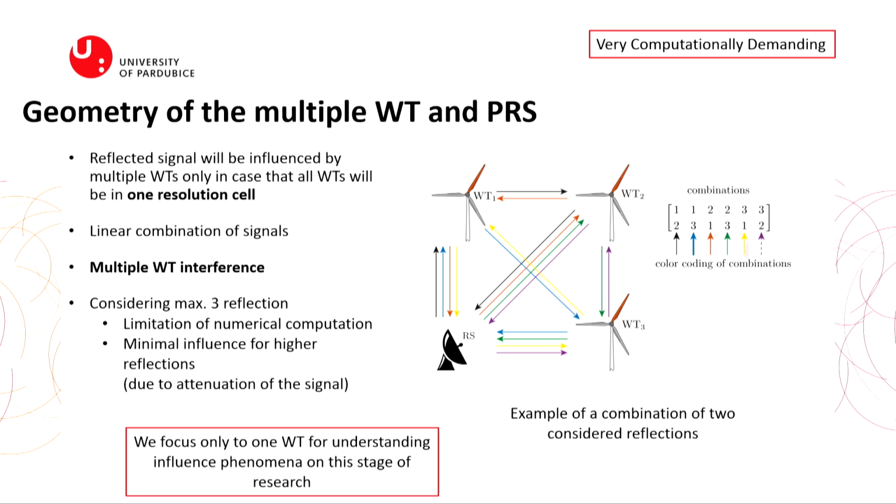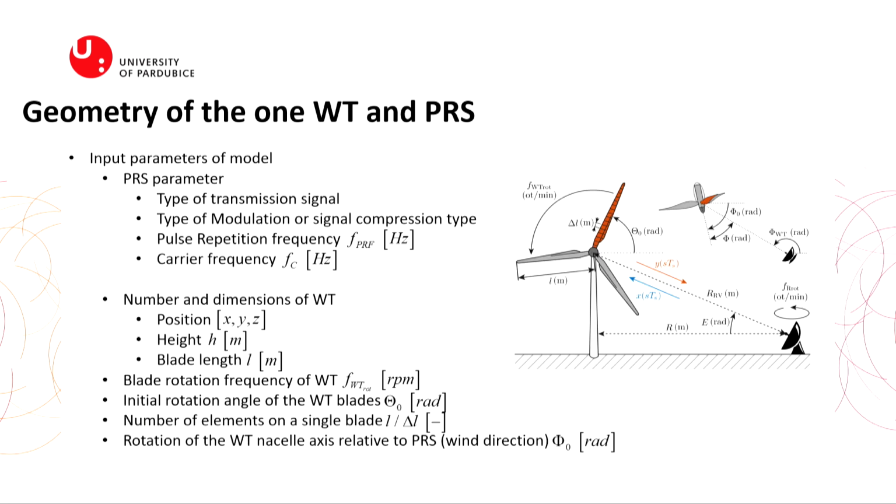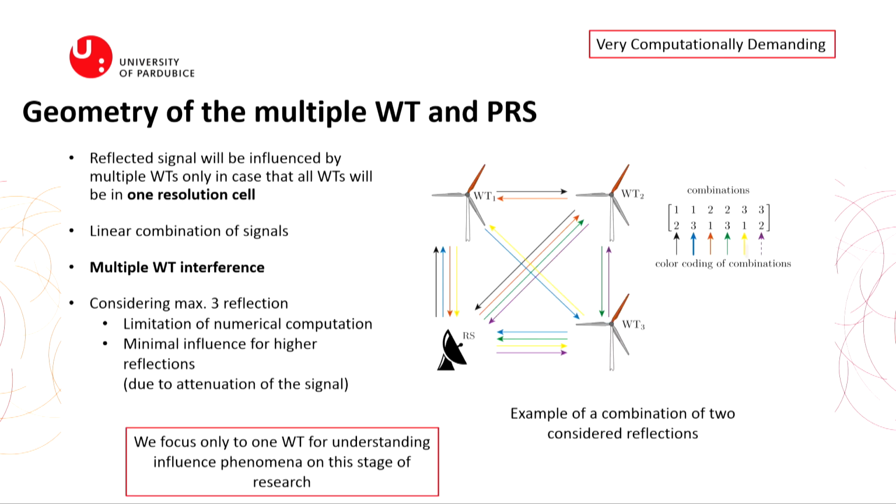There is geometry. All this was related to one turbine, and now I will show you the case of multiple wind turbines. But when I use multiple wind turbines, we are back in radar. You know that radar has all area divided into range cells and Doppler cells. It is great. So the multiple wind turbines scenario applies only if multiple wind turbines are in one resolution cell.